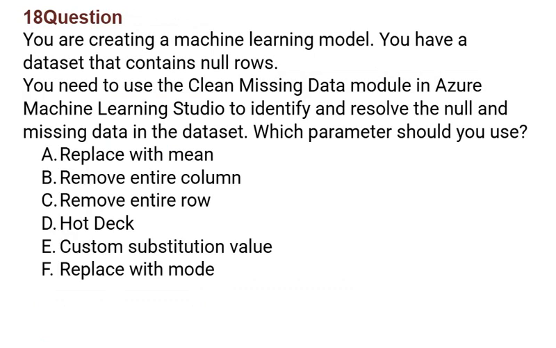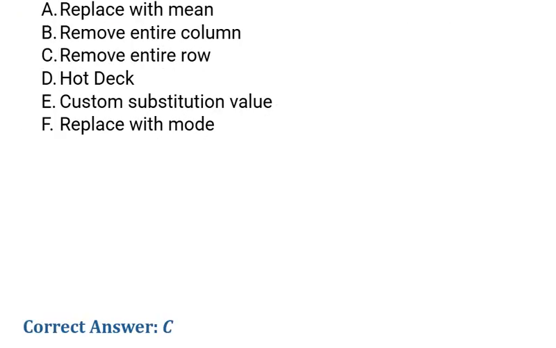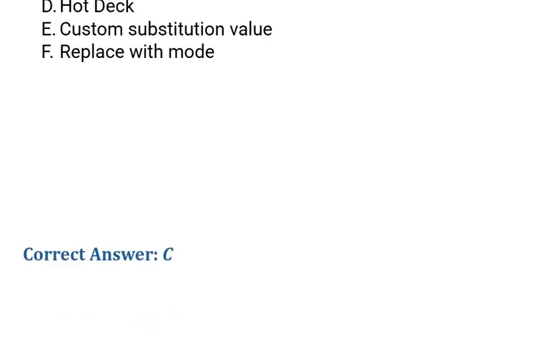Question is, you are creating a machine learning model. You have a data set that contains null rows. You need to use the clean missing data module in Azure Machine Learning Studio to identify and resolve the null and missing data in the dataset. Which parameters should you use? Option A, replace with mean. Option B, remove entire column. Option C, remove entire row. Option D, hot deck. Option E, custom substitution value. Option F, replace with mode. Correct answer is option C.